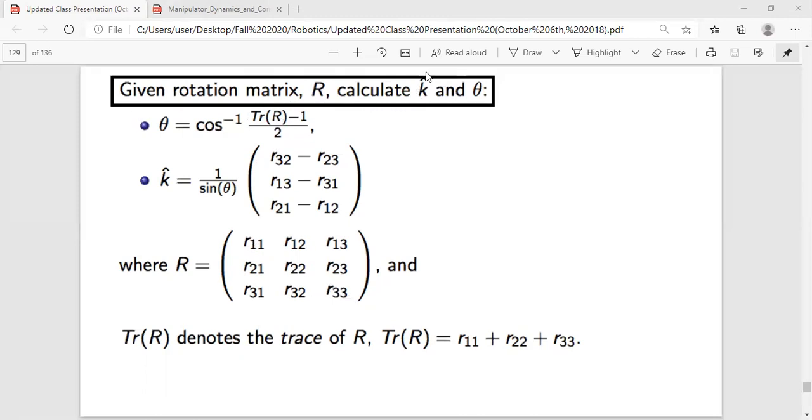The next thing is you want to find K. How do you find K? Just apply this equation. You already found theta, so K is going to be equal to 1 over sine theta, times R32 minus R23. So just by comparison, basically, you can find your K. This is how you can find a vector and an angle that correspond to a particular rotation matrix.